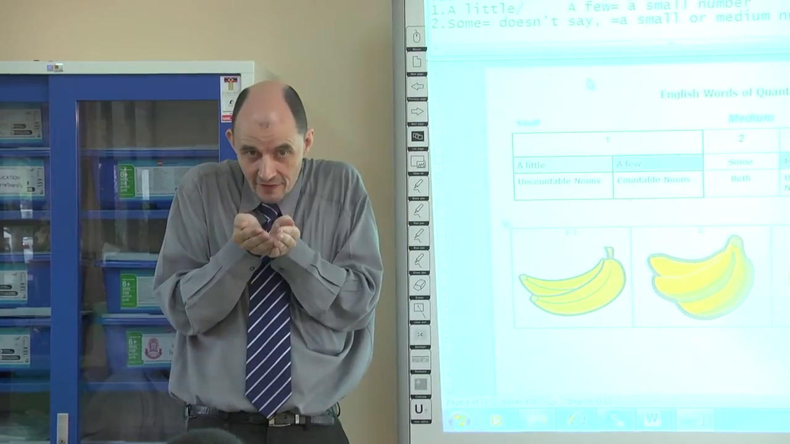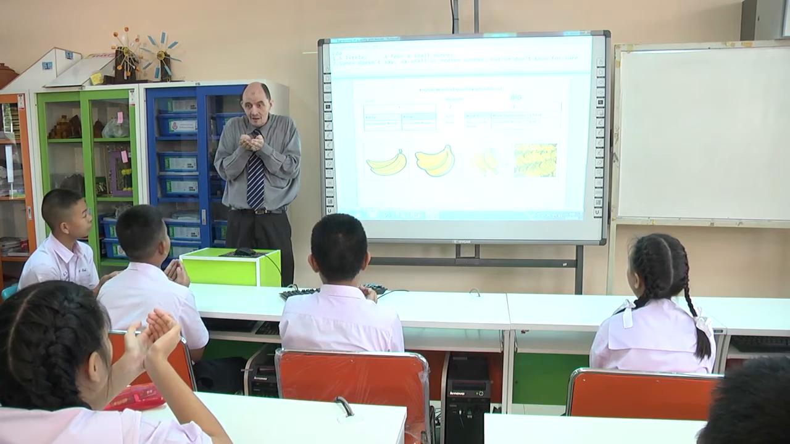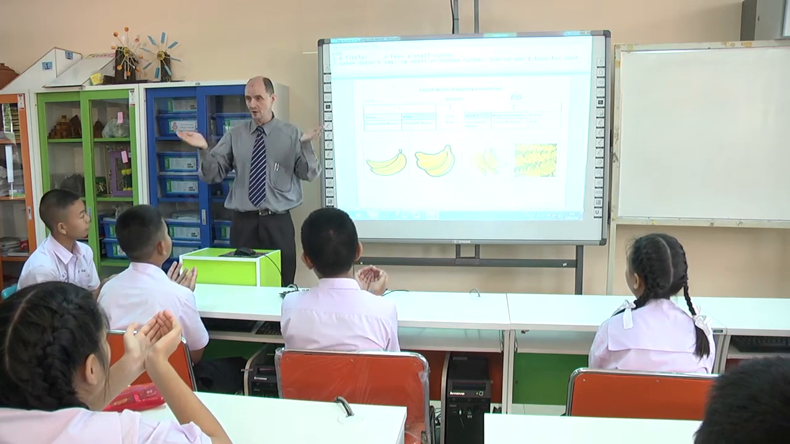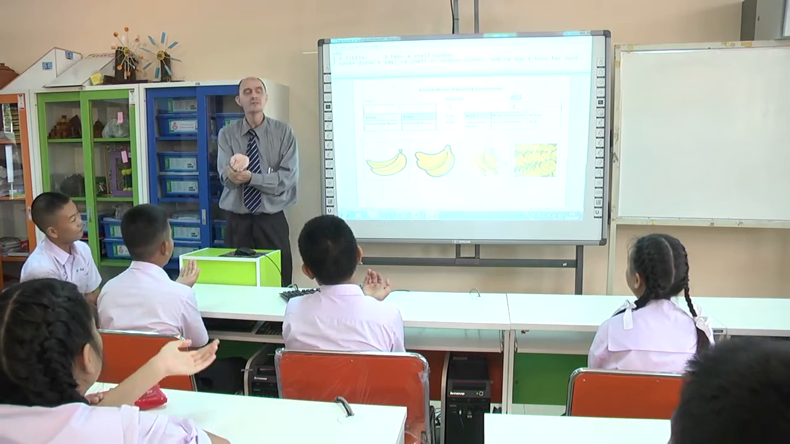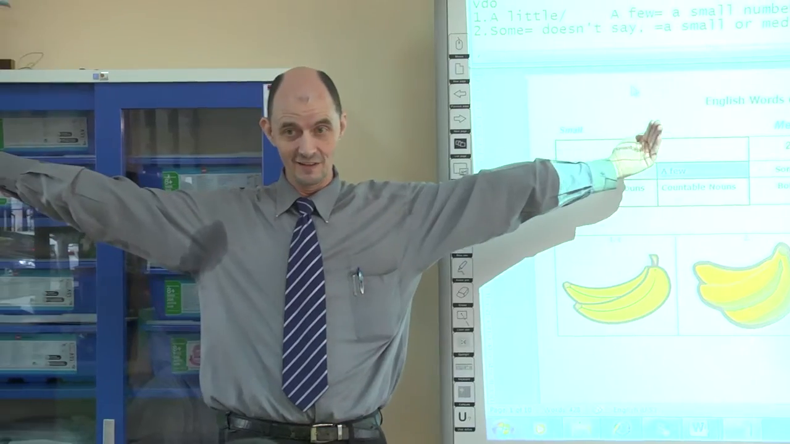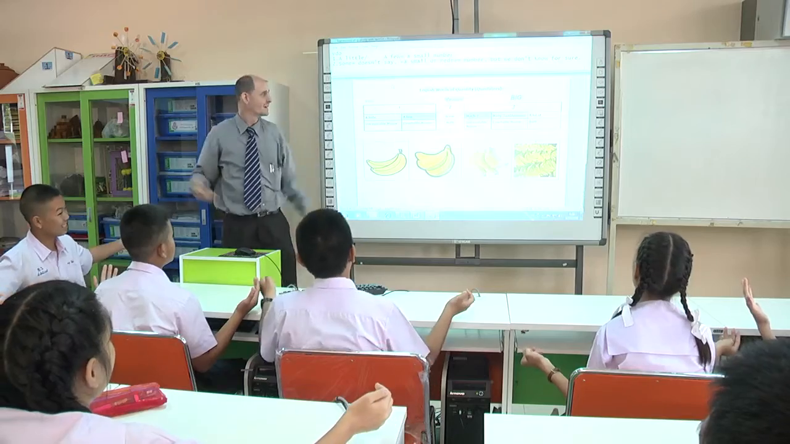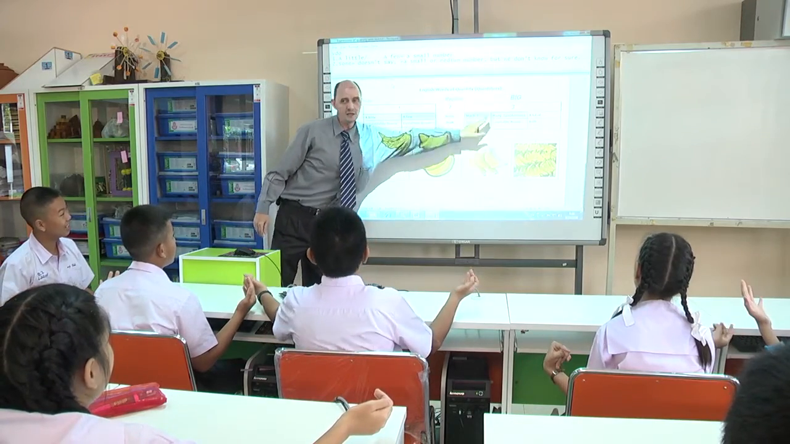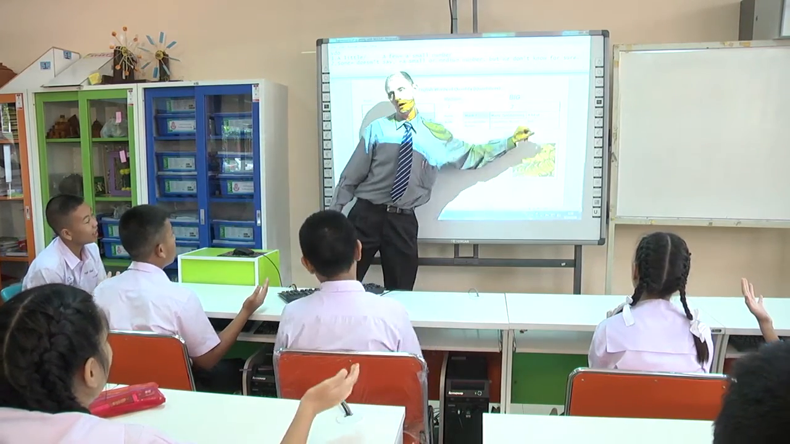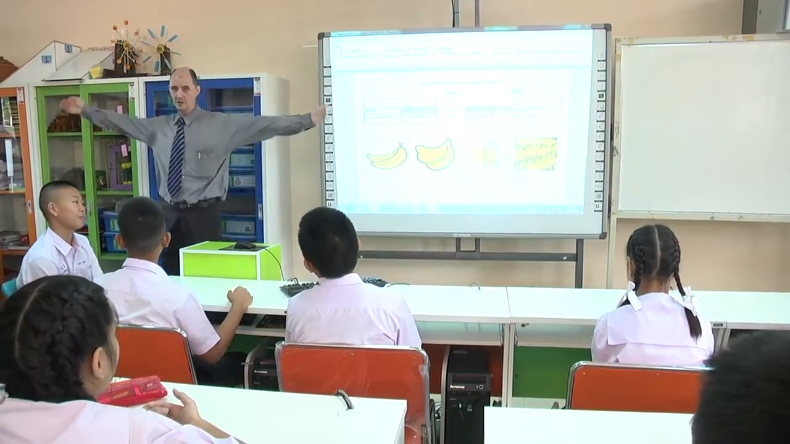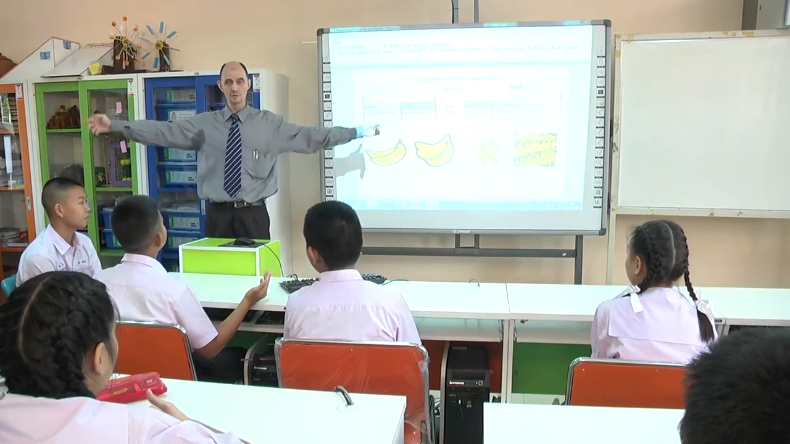What is this? Very good. Little and a few. What is this? Some. Good. And guess what this is? Good. Much, many, and a lot of. Okay, so this is much, many, and a lot of.